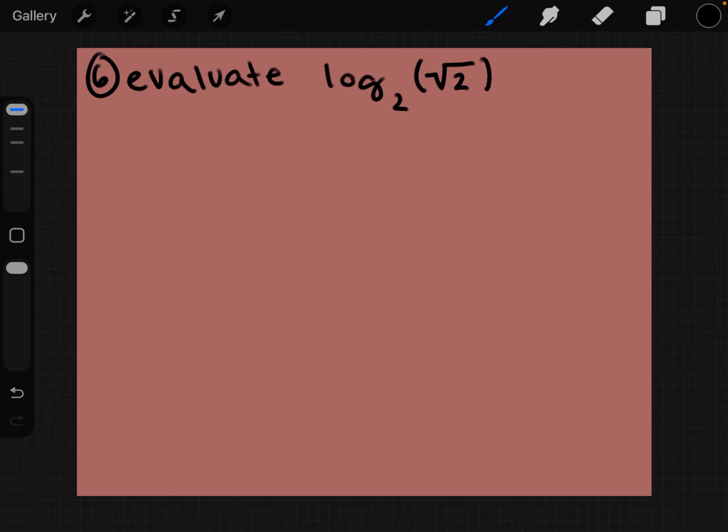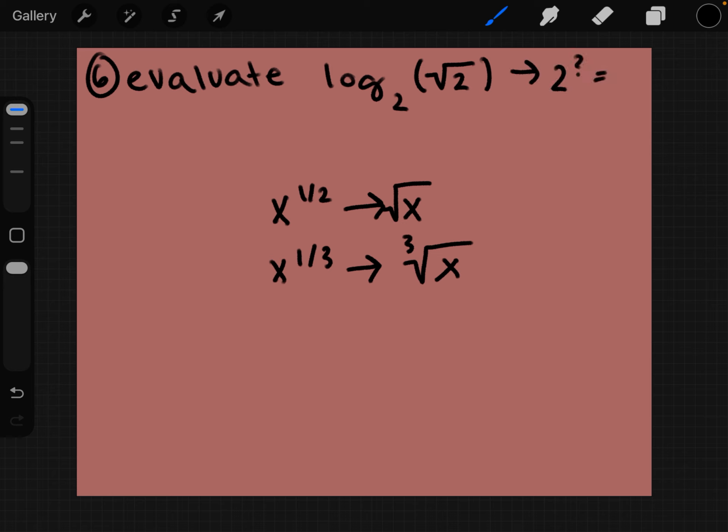Okay, so if you didn't know, if you have something like this, that is also technically this. Just like if you had this, it is also technically this. So we know if we rewrite this in exponential form, it's 2 to what power equals square root 2. So looking at what I just wrote, you should know that it's half. So the answer is 1 over 2.